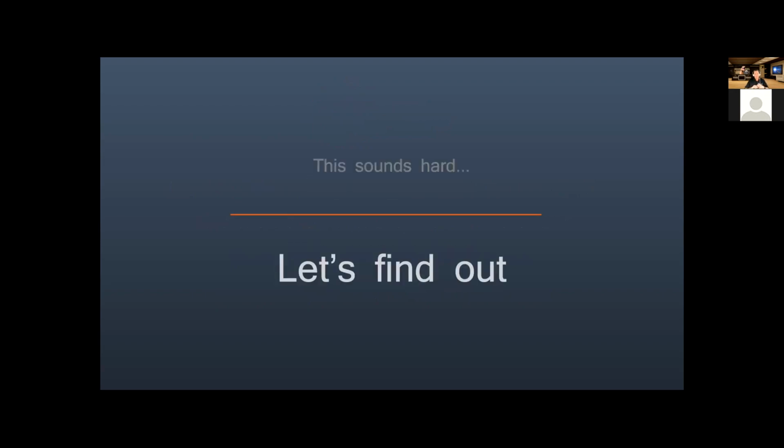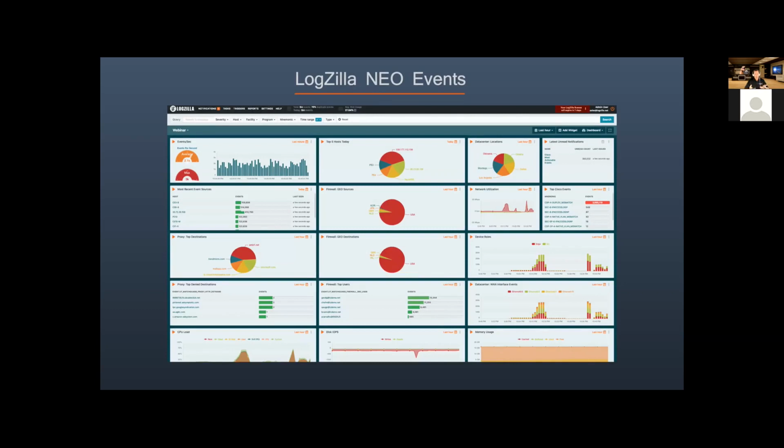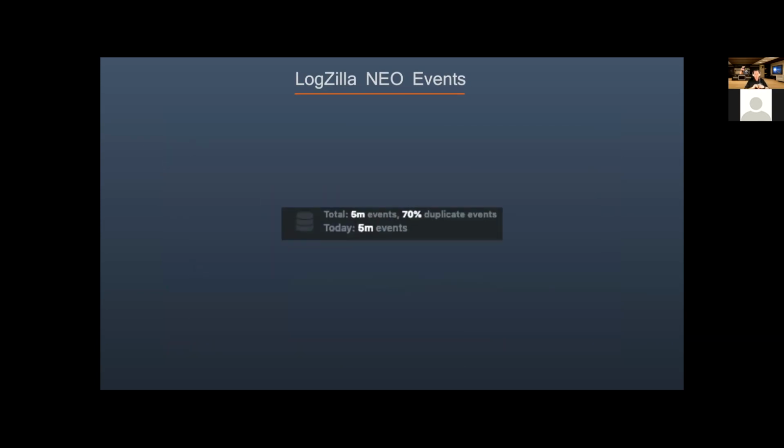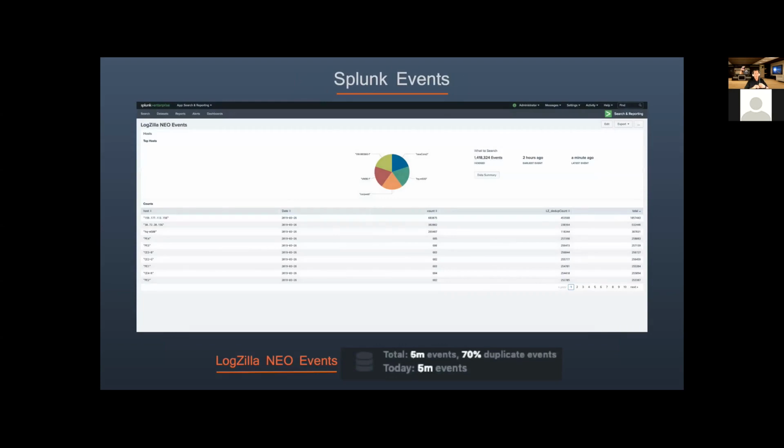And of course, the next question we always get is, boy, that sounds really hard. It's really literally not. LogZilla Neo itself installs in minutes. But we'll give an example here using Splunk. So you can see a Neo dashboard here, and we'll actually see it live in a minute. But if you look at the events on this screenshot, you'll see 5 million events came into the system, 70% of which were duplicates. Now we go over to the Splunk dashboard.